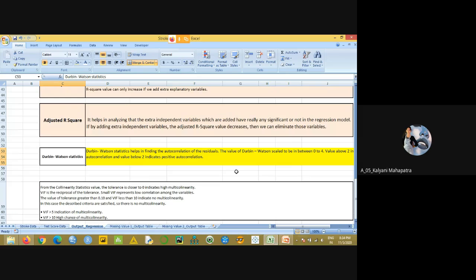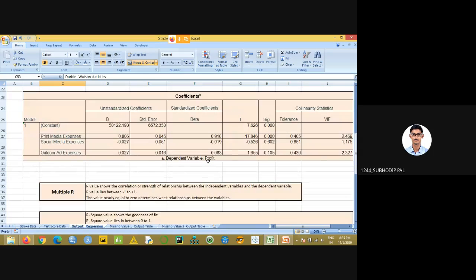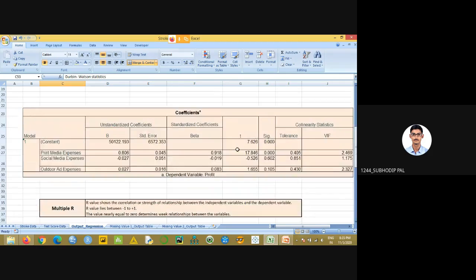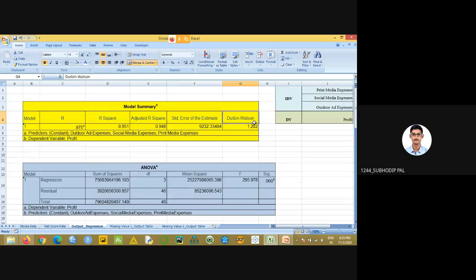You don't need to calculate this. Whose formula is this? It is the Durbin-Watson formula, if you want to calculate it manually. But for that you have to calculate e, the error terms and all those things. You don't have to calculate that, you just need to interpret this one. The Durbin-Watson value will be given to you, suppose this value. What is the meaning of this particular value? You have to interpret that.